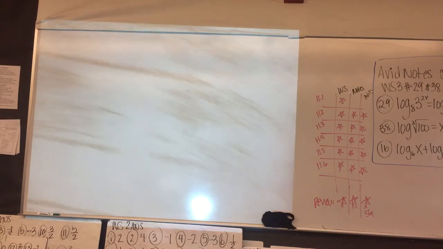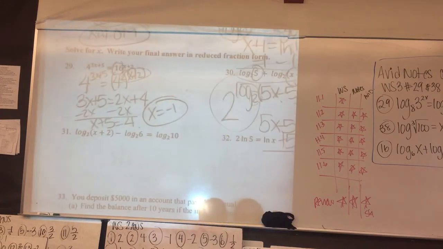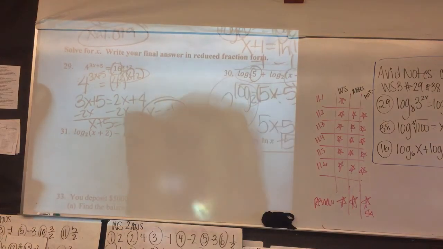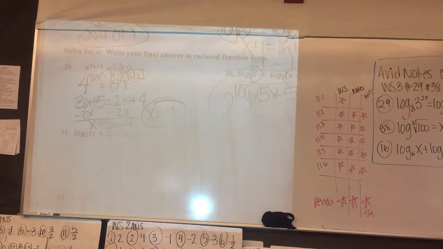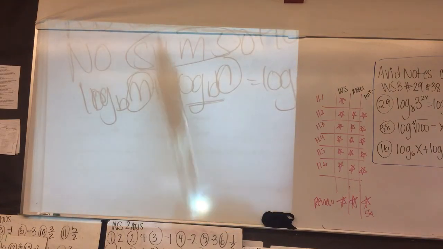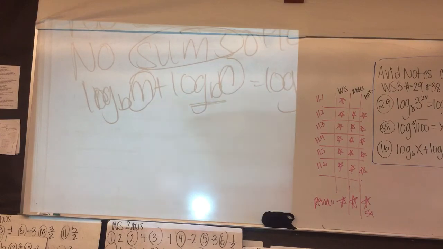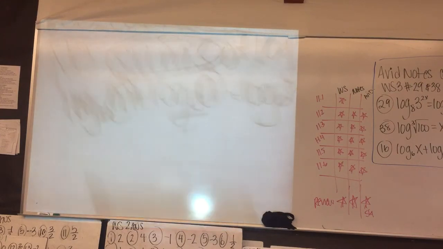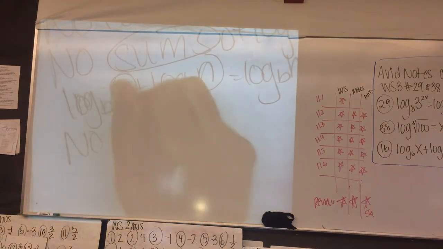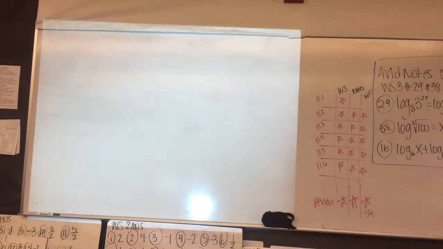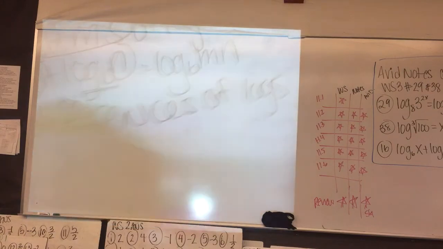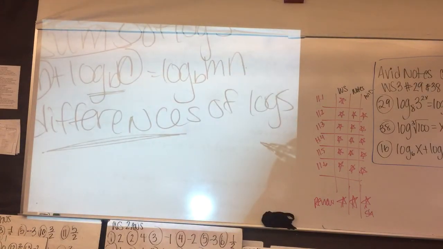Let's try number 31 now. Number 31, again, we want to use those laws to condense at most 1 logarithm on each side, okay? So I said no coefficients, and we don't have any. I said no sums, and we don't have any. But there's another rule that says no differences of logs. And we do have a difference, okay?